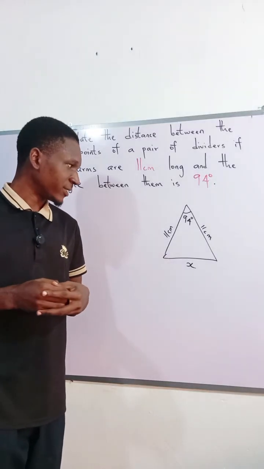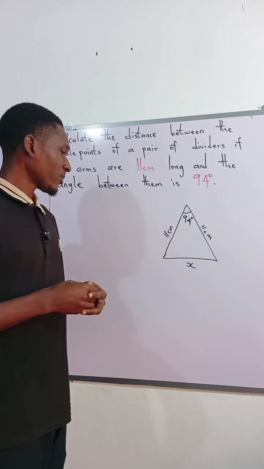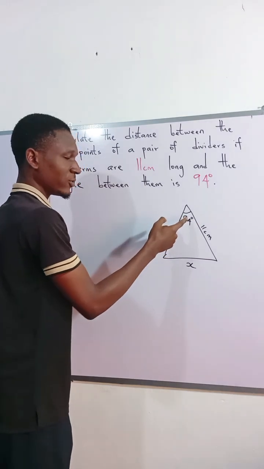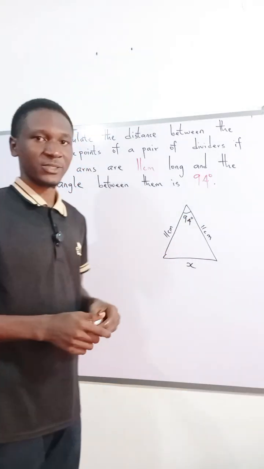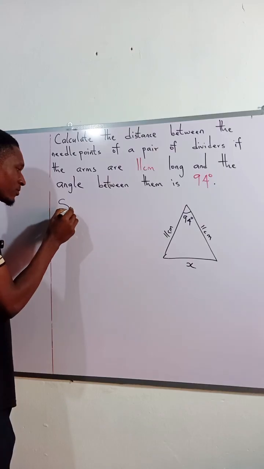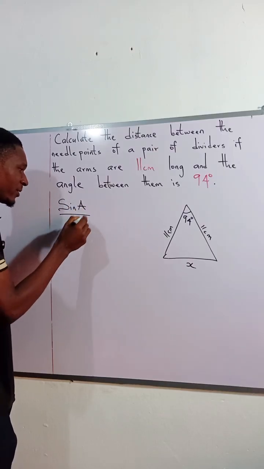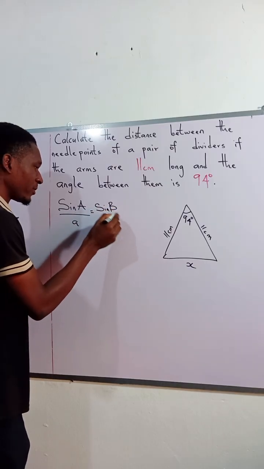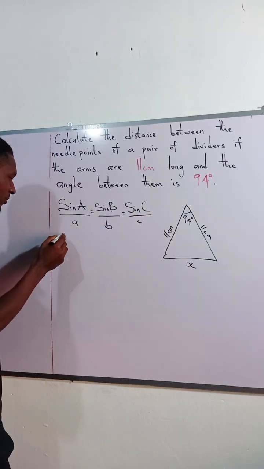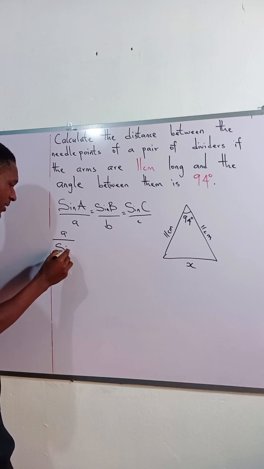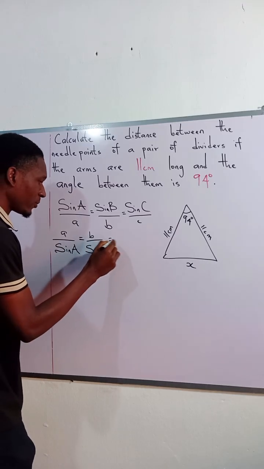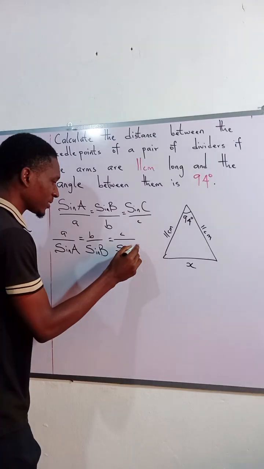Okay, what formula can we use here? Can we use the sine rule or the cosine rule? Okay, we are looking for an unknown side, and we have two known sides and one included angle. So what we just use is the sine rule, yes. And the sine rule states that sine A over a is equal to sine B over b, which is equal to sine C over c. Or it can also be what? a over sine A is equal to b over sine B equal to c over sine C.